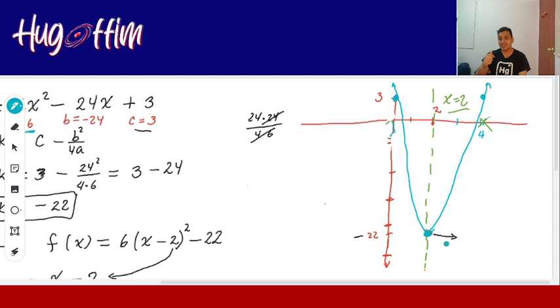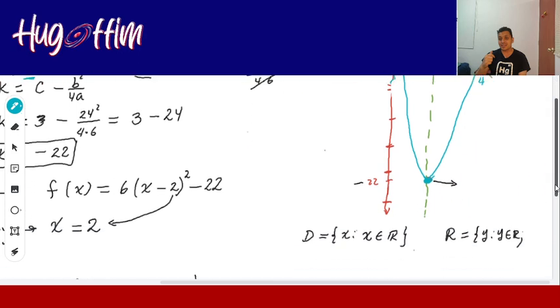Now, finally, the range is going to be the numbers starting here at -22 and getting to infinity. So you're going to have y greater than or equal to -22. This is how you analyze a quadratic function.